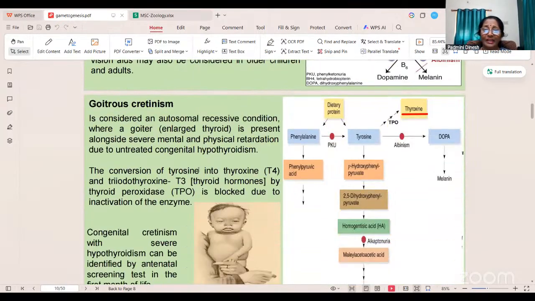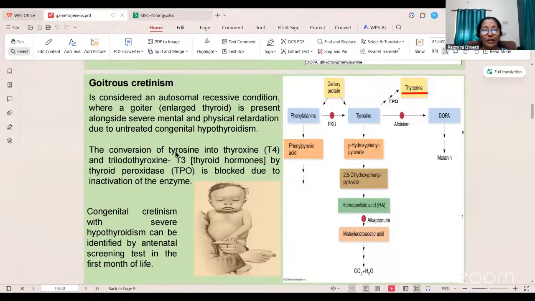And the last one is goitrous cretinism. What is this goitrous cretinism? Now, this is an autosomal recessive condition again, and goiter is present in them. You must have heard of goiter, a thyroid problem, the iodine problem, where those who have iodine deficiency have this goiter.